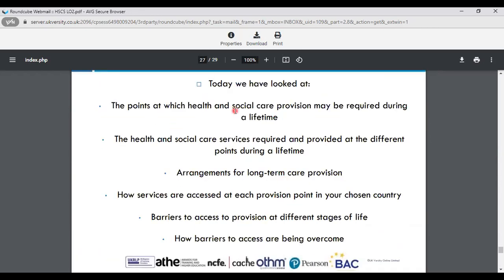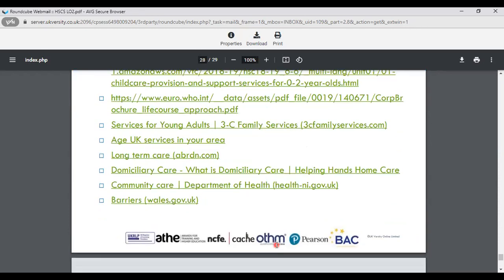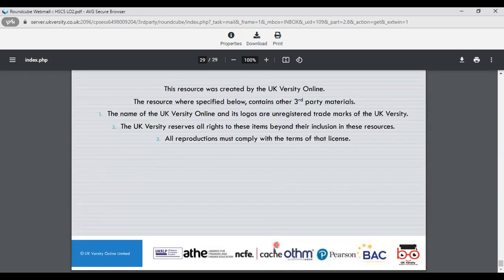We talked about the points at which health and social care provision may be required during a lifetime. Health and social care services required and provided at different points during lifetime. Arrangements for long-term care provision, how services are accessed within your chosen country, barriers to access to provision, and how these barriers can be overcome. If you have any questions, please feel free to email us.